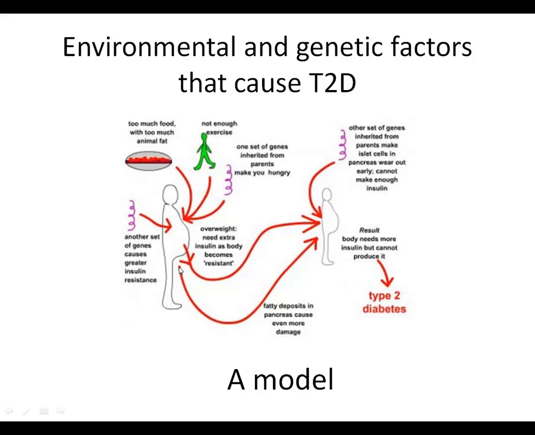Another thing that can happen is if you are overweight, then fat can accumulate in your pancreas, and that can also be a factor in the loss of the ability of the beta cells to produce insulin. So the end result is if all of these factors come to play, then you end up with type 2 diabetes.